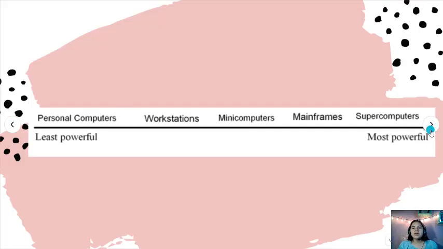Now, when you say computer, class, we used to have personal computers, but technically there are types of computers from least powerful to most powerful. We have personal computers, then workstations next to it, minicomputers, mainframes, and supercomputers.